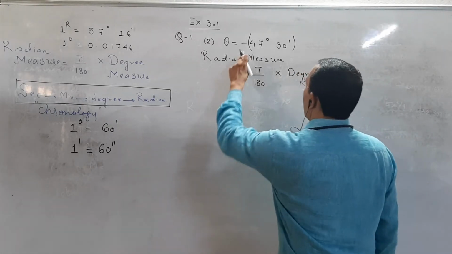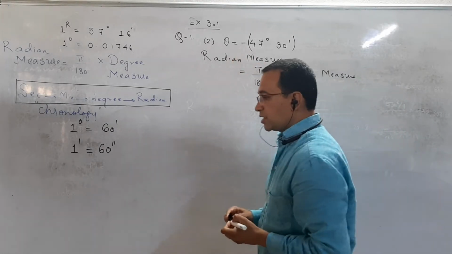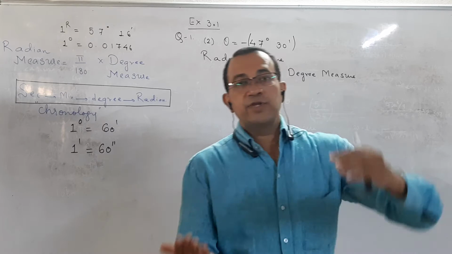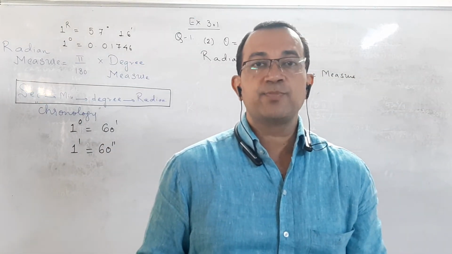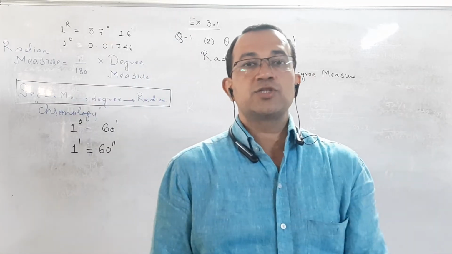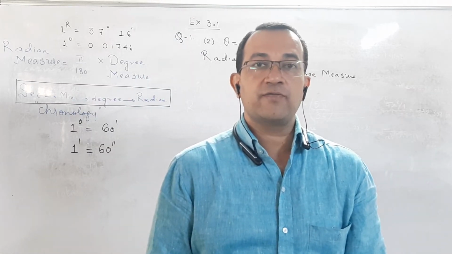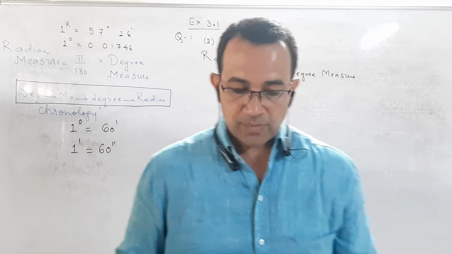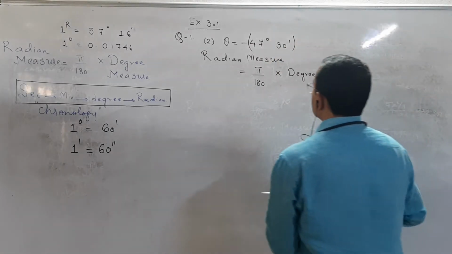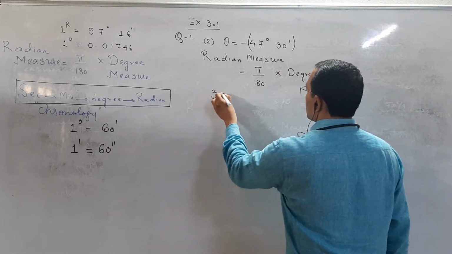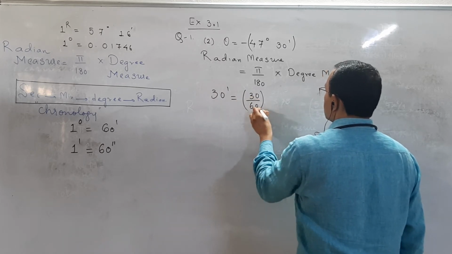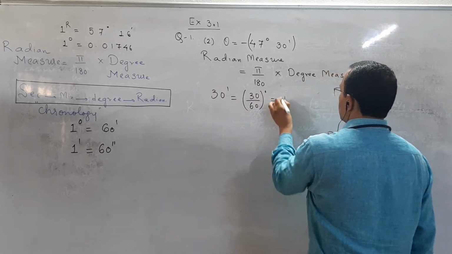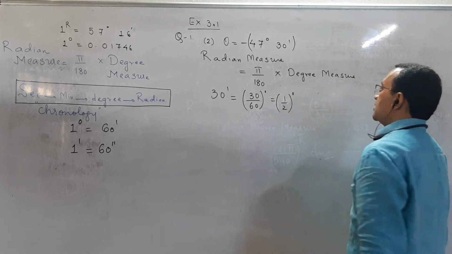So minus sign denotes which convention? I told you. If the rotation of the ray is anti-clockwise, convention of angle is positive, and if the rotation is clockwise, students, convention of angle is negative. So first of all, 30 minutes is equal to 30 upon 60 degree, and that is 1 by 2 degree.